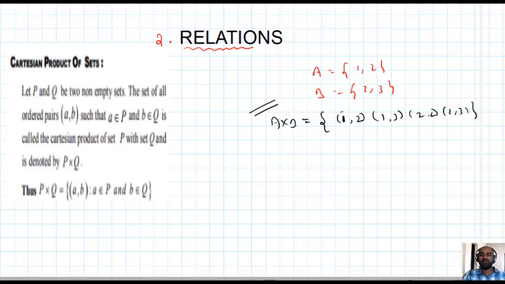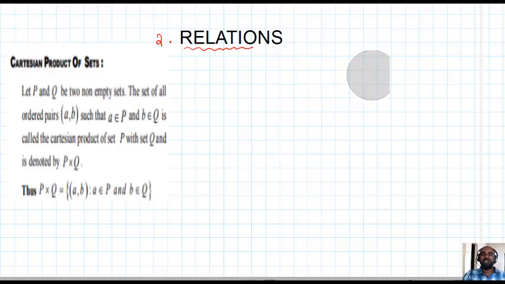Understood? So what happened? The first components 1, 1, 2, 2 belong to the first set. The second components 2, 3, 2, 3 belong to the second set. Even though 2 also belongs to the first set, that is not a big problem. So this is said to be A cross B. You read it as A cross B, not A into B. Through one more example I will explain.